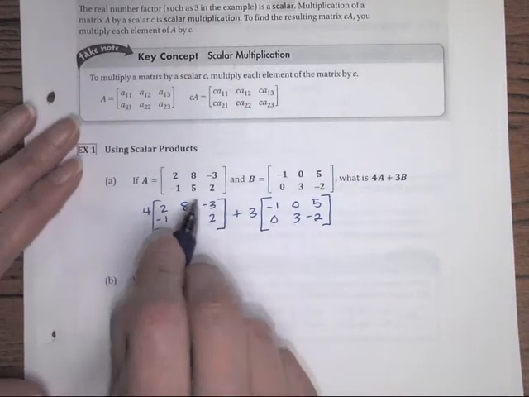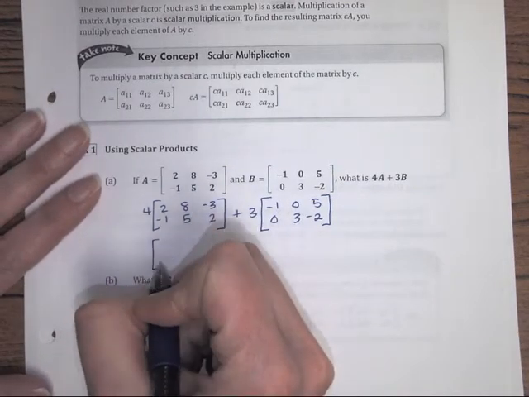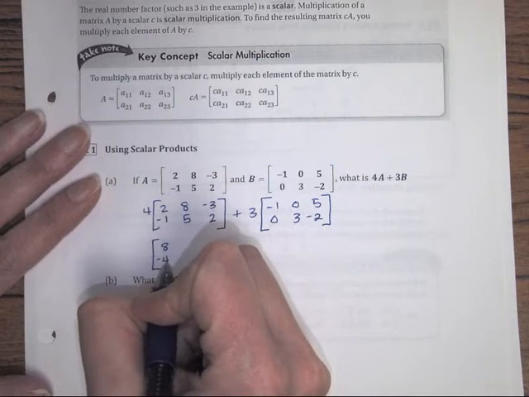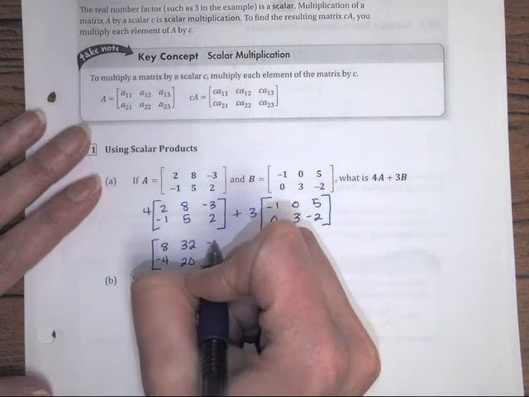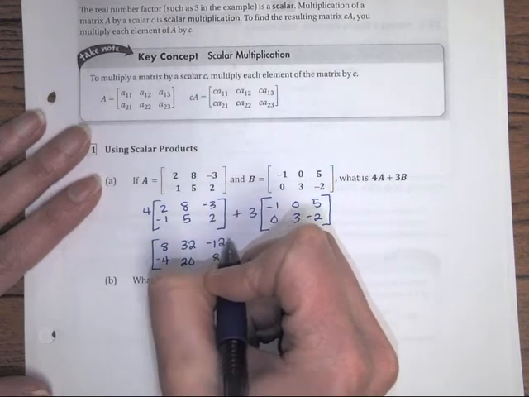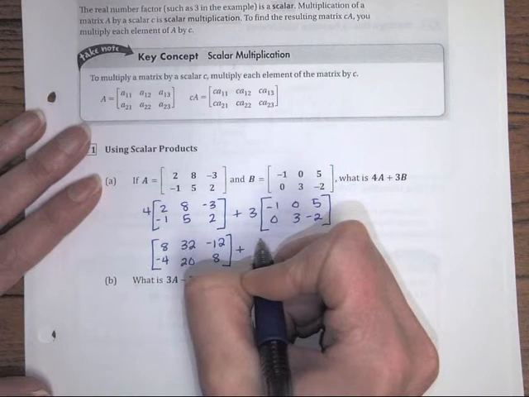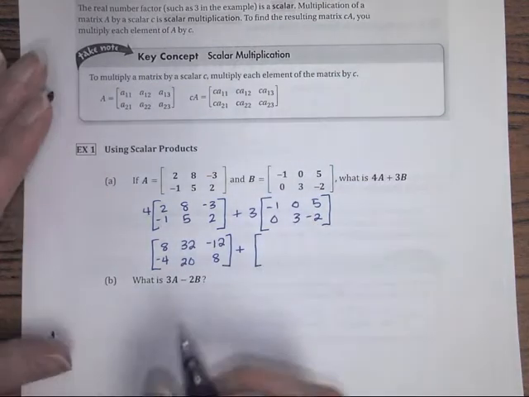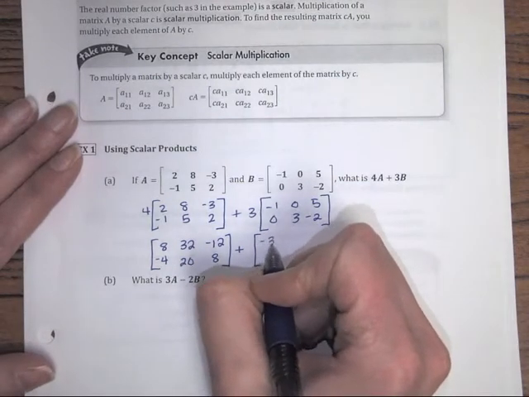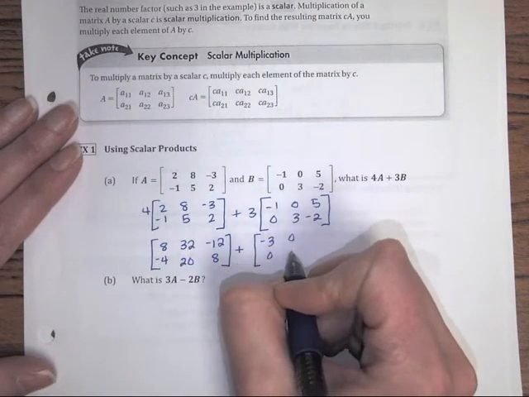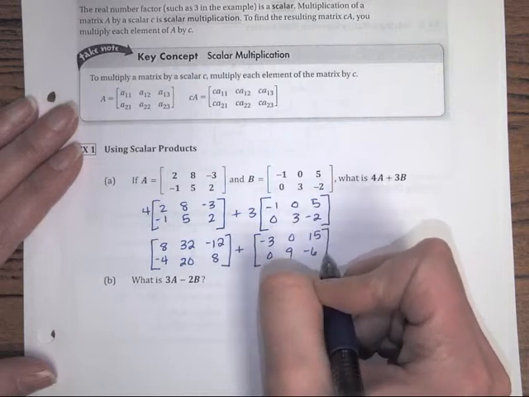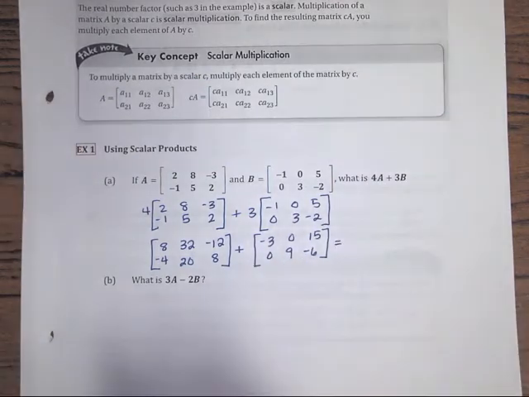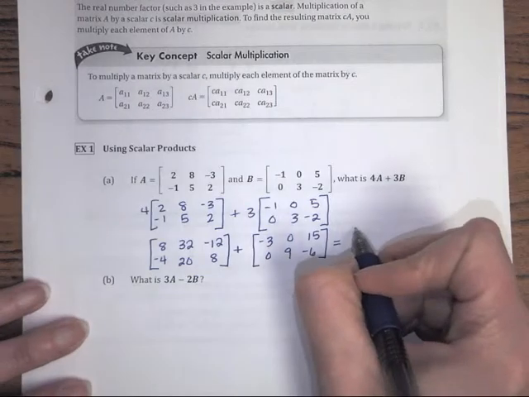So when I multiply everything in here by 4, I'm going to get 8, -4, 32, 20, -12, and 8. Make sense? And over here I'm going to multiply everything by 3. So I'm going to have -3, 0, 0, 9, 15, and -6. And now I'm going to add those two matrices, which I'm probably going to need a calculator, but we learned how to do this the other day.